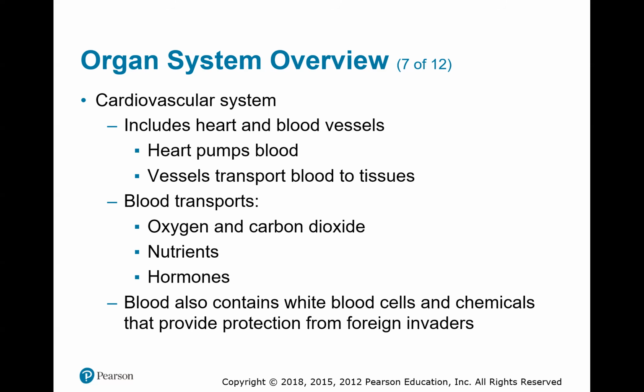Blood also contains other little functions as well. Not only does it contain red blood cells that are going to be useful for oxygen and carbon dioxide carrying, we also have white blood cells that are going to help with our defense system. And we're going to have platelets, which are going to help with blood clotting. And we'll have other chemicals that help to provide protection, help with inflammation, and bring this all together as a functioning unit.